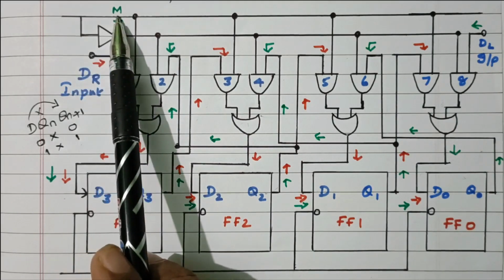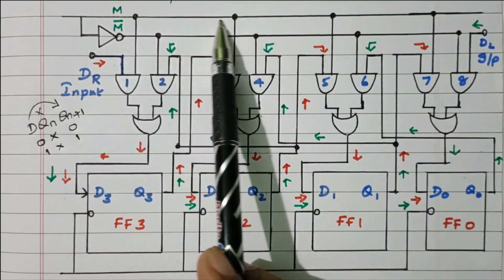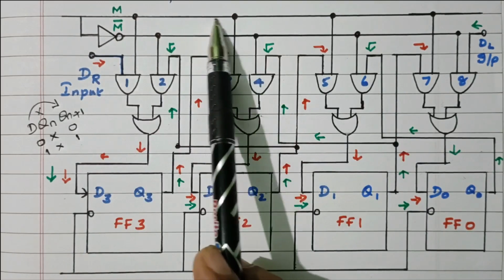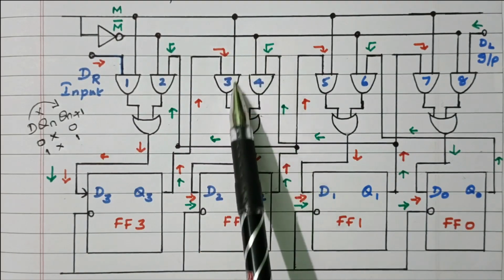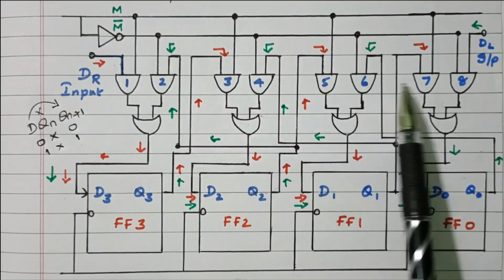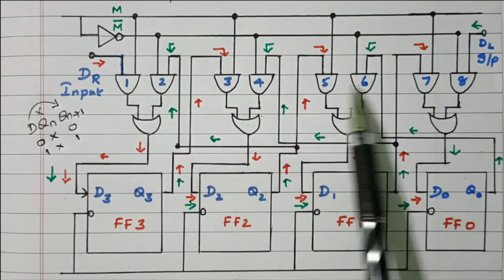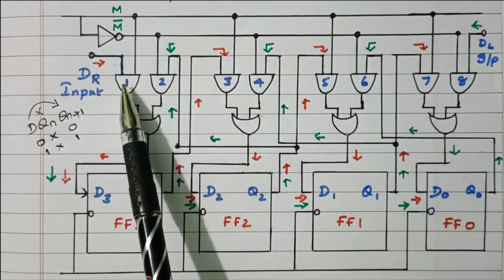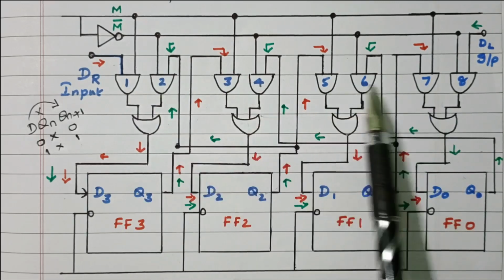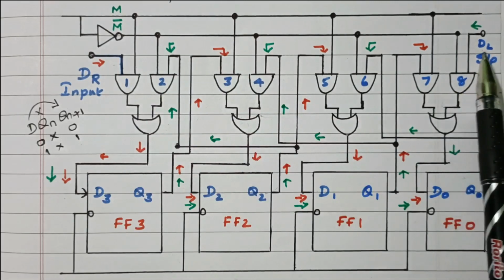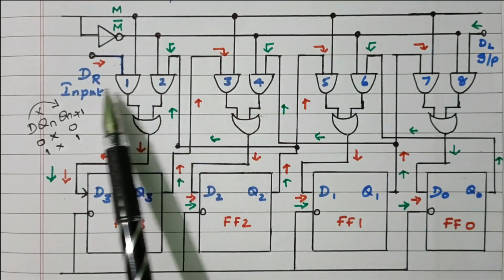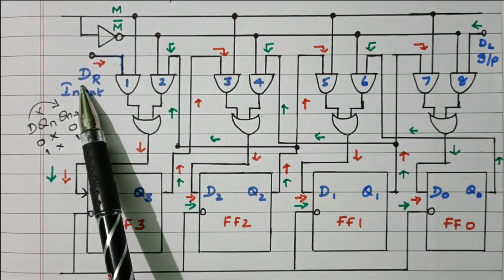If M equal to 1, this line will be logically high, and this line will be logically low, right? In this line we have connected the AND gates 1, 3, 5, 7. So 1, 3, 5, 7 will be activated. 2, 4, 6, 8 will be deactivated. See this, the left side data cannot go, as it is deactivated. 1 is activated, so shift right is possible.